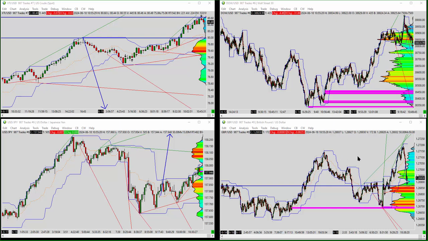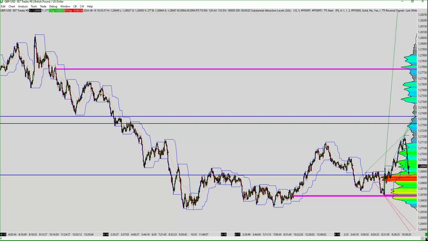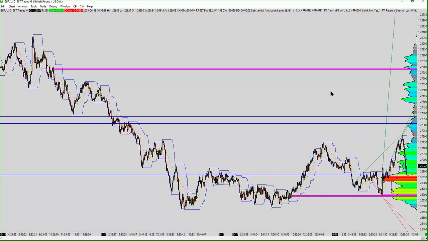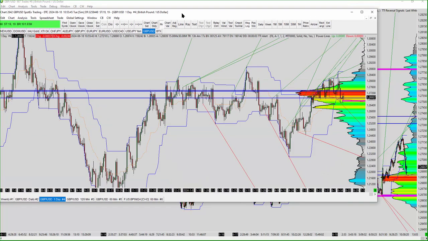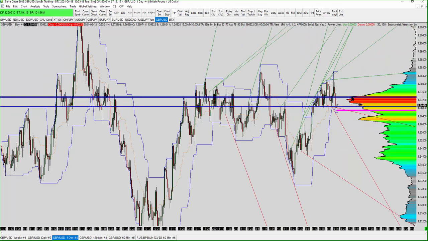Now looking at the pound, although we were looking for a long, there was no entry. If we look at it now, this is the pound short term, as we mentioned, and this is the pound long term right here. The long term is the daily. We're still above the lower line and possibly going to cover this red zone higher.